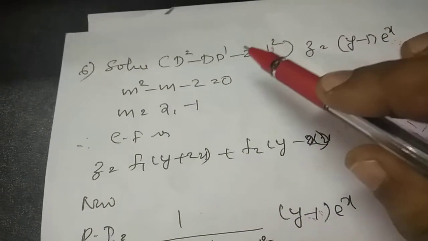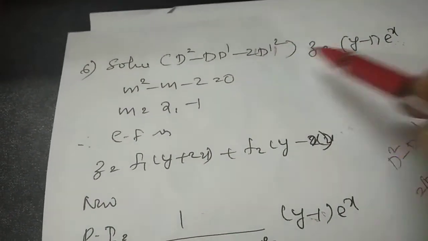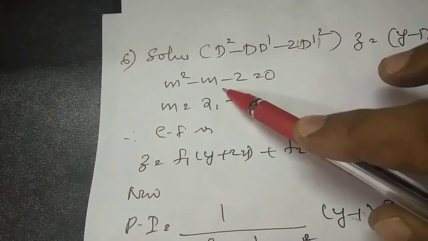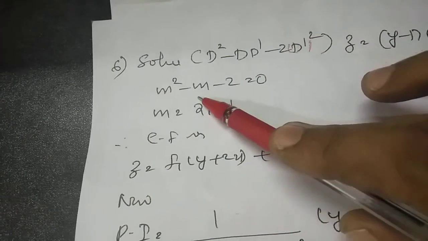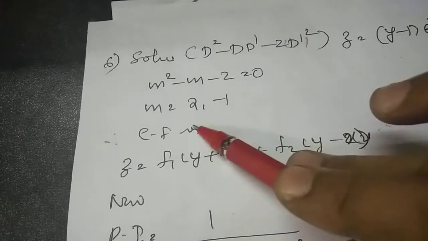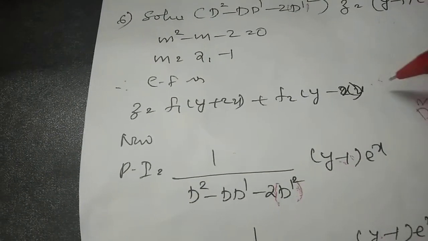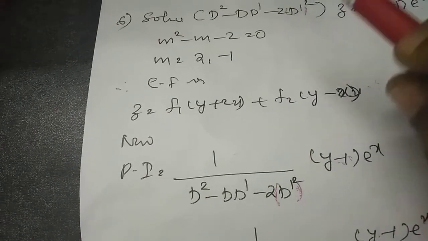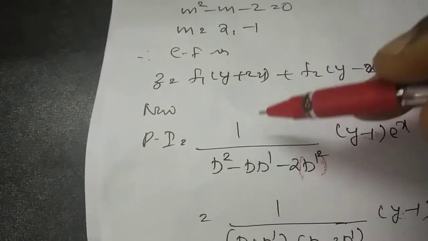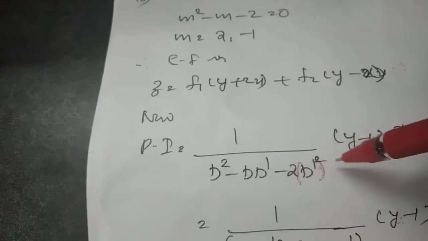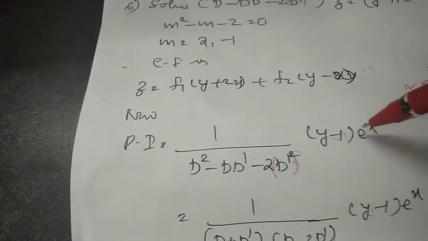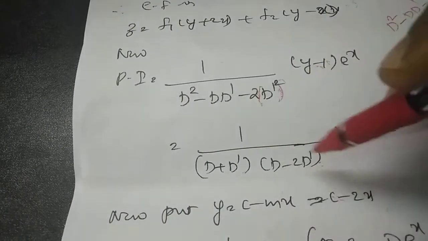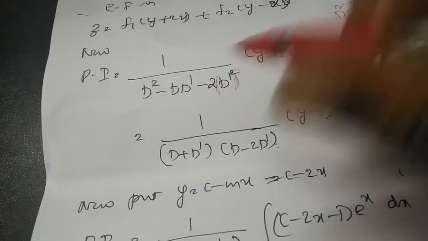Now you have to calculate the complementary function. For that, taking the right side equal to 0, we get the auxiliary equation by putting D equal to m and D' equal to 1: m squared minus m minus 2 equal to 0, and m equal to 2, minus 1, and the corresponding complementary function you will get. We already discussed in detail in the previous videos how to calculate the complementary function. Now the particular integral is 1 by (D squared minus D' minus 2D' squared) into (y minus 1) into e raised to x. Change this into factors, and you will get 1 by (D plus D') (D minus 2D') into (y minus 1) e raised to x.